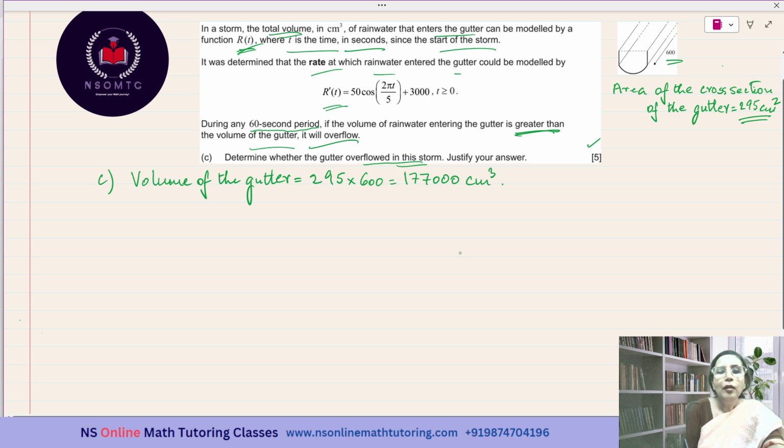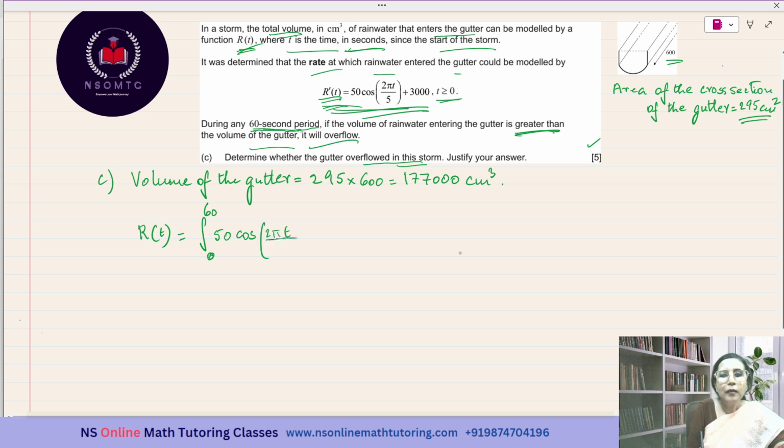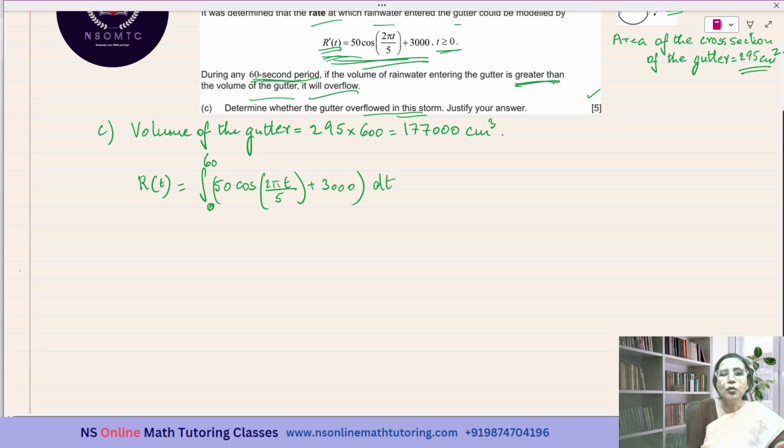Now we have to find the volume of water that is entering the gutter. Therefore, we have to integrate, because this is the derivative and we need R(t). What will be the limits? It is a 60-second period, t is greater than or equal to 0, and t is in seconds. So I am taking the starting value of t as 0 and the ending value as 60. So R = the integral from 0 to 60 of 50 cos(2πt/5) + 3000, with respect to t.